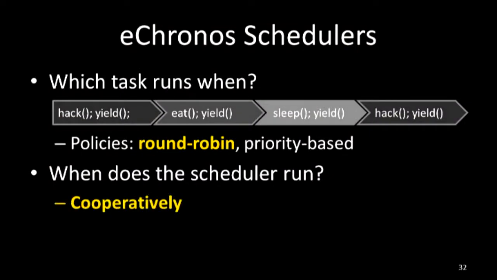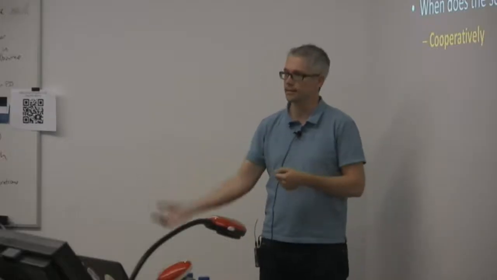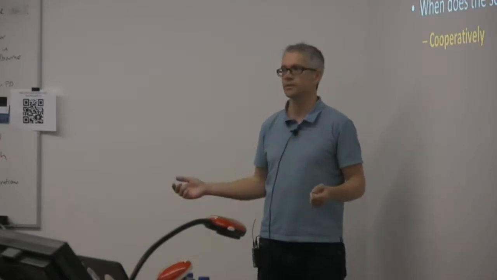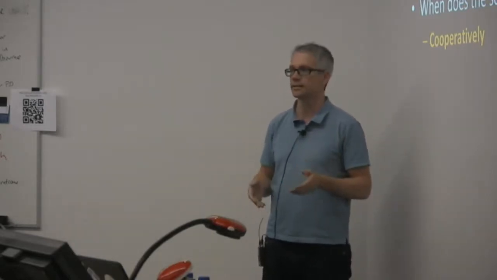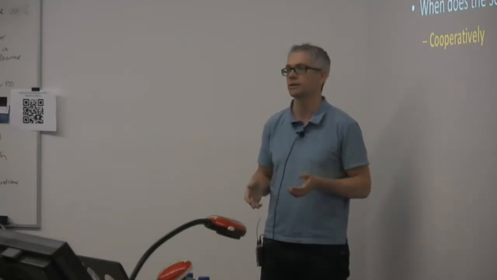How does that come about? Well, what we do for the tutorial is a cooperative scheduler, and that means a task only runs when some other task allowed it to do so. If you do not call an RTOS function, if your task sits in an endless loop and never relinquishes the CPU, it will run forever.